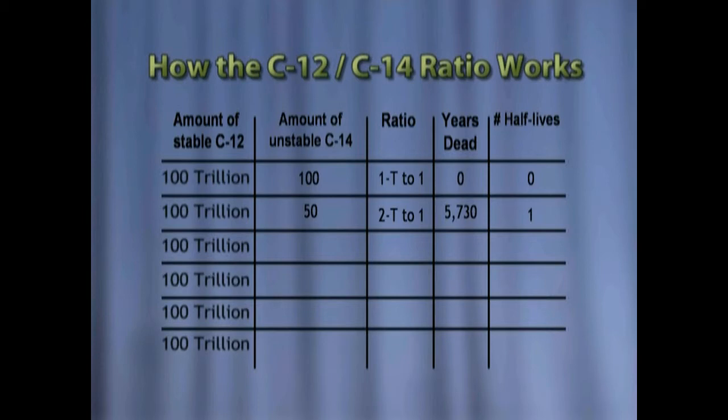Well, let's take a third one. Again, we get 100 trillion carbon-12 atoms. But we only find about 25 carbon-14 atoms. Because why? Because that carbon-14 continues to decay after the creature's dead. So 100 trillion to 25 gives us a ratio of about 4 trillion to 1. That means 2 half-lives have expired, or about 11,460 years ago is when that creature died.